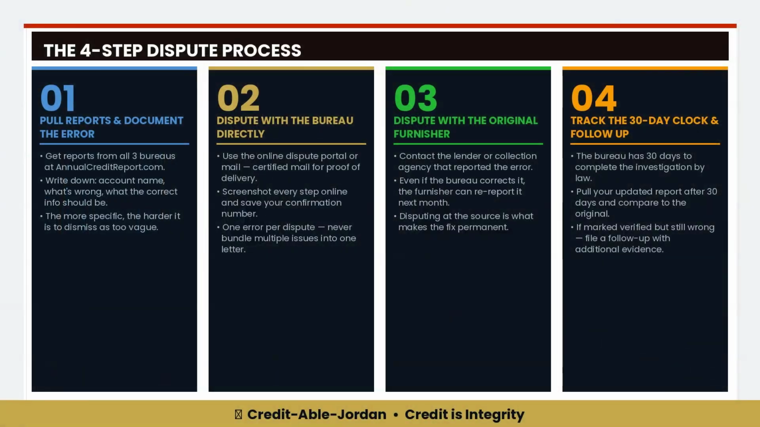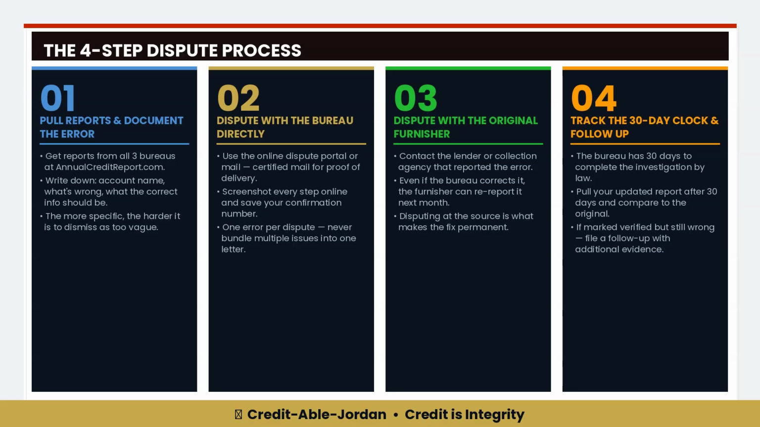Step 1, you want to pull your reports and document the error. You want to get your reports from all 3 bureaus at annualcreditreport.com and save copies. For each error, write down the account name, what's wrong, and what the correct information should be. The more specific you are, the harder it is for the bureau to say that the dispute is not accurate or it's too vague.